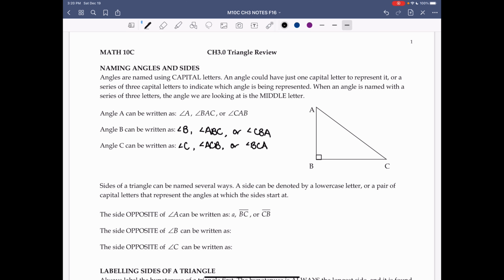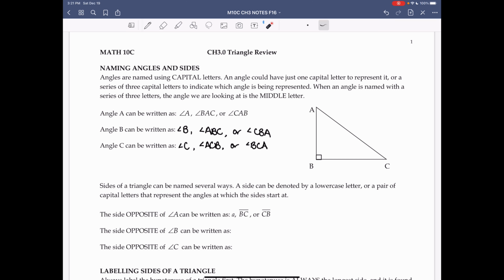Sides of a triangle can be named several ways. A side can be denoted by a lowercase letter or a pair of capital letters that represent the angles at which the side starts and ends. In this triangle, the side opposite from angle A is here. We can call that little a, or we can call it line segment BC, capital BC with the line on top meaning line segment, or we can call it line segment CB because the capital letters on either side are B and C.